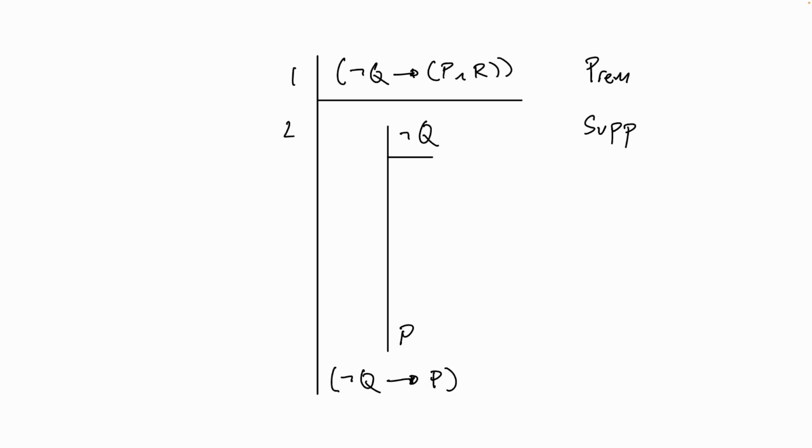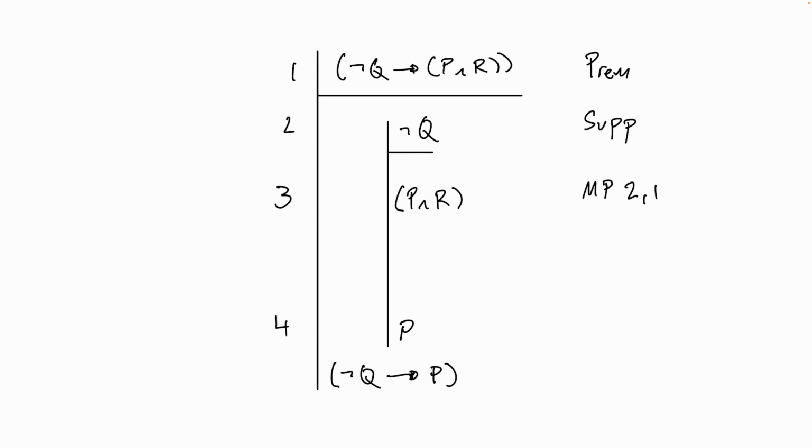Now the question just becomes whether we can derive P inside of the subproof. And indeed, it's quite straightforward to do that. From lines 2 and 1, we can derive the conjunction P and R using modus ponens, and then from that conjunction, we can derive the first conjunct P. After closing the subproof, that allows us to derive the conditional, if not Q, then P, at line 5, appealing to the conditional proof rule and the subproof from lines 2 to 4.